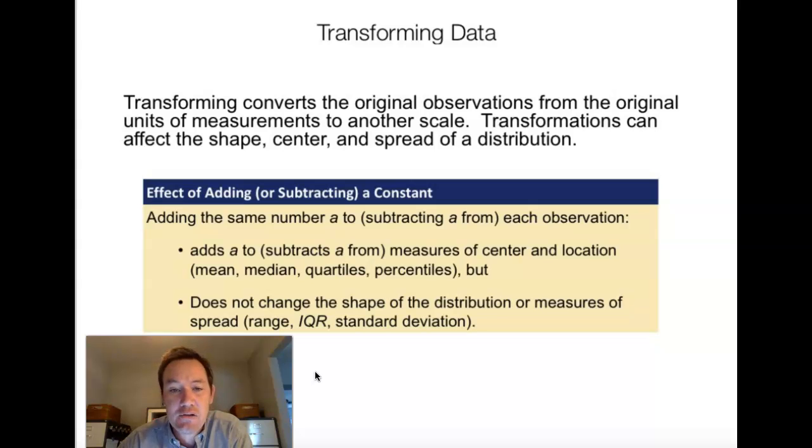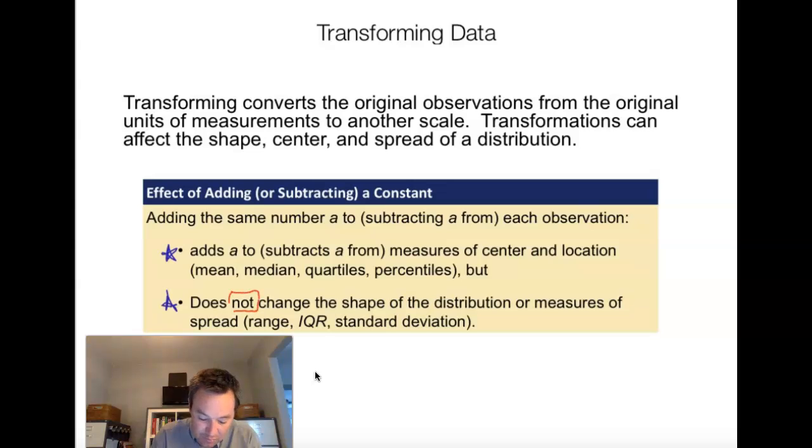The effect of adding or subtracting a constant. If we add or subtract a constant from each observation, the first thing is that it's going to add or subtract that same constant to measures of center and location. So that's mean, median, quartiles, percentiles. But it does not change the measures of spread. So things like the range, the IQR, and the standard deviation would remain the same.